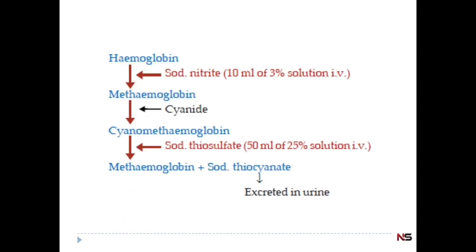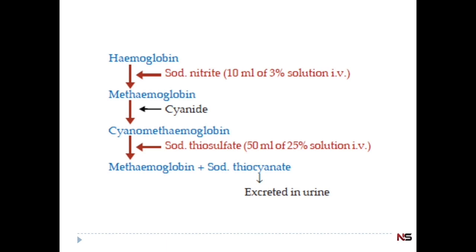We will see the mechanism of action of sodium nitrite in cyanide poisoning. In cyanide poisoning, sodium nitrite is given so that hemoglobin is converted into methemoglobin. This methemoglobin has a high affinity towards cyanide and becomes cyanomethemoglobin. Cyanomethemoglobin will dissociate afterwards to release free cyanide, which is poisonous. So cyanomethemoglobin is treated with sodium thiosulfate, which reacts with it to form sodium thiocyanate and methemoglobin. Sodium thiocyanate is freely excreted in urine.